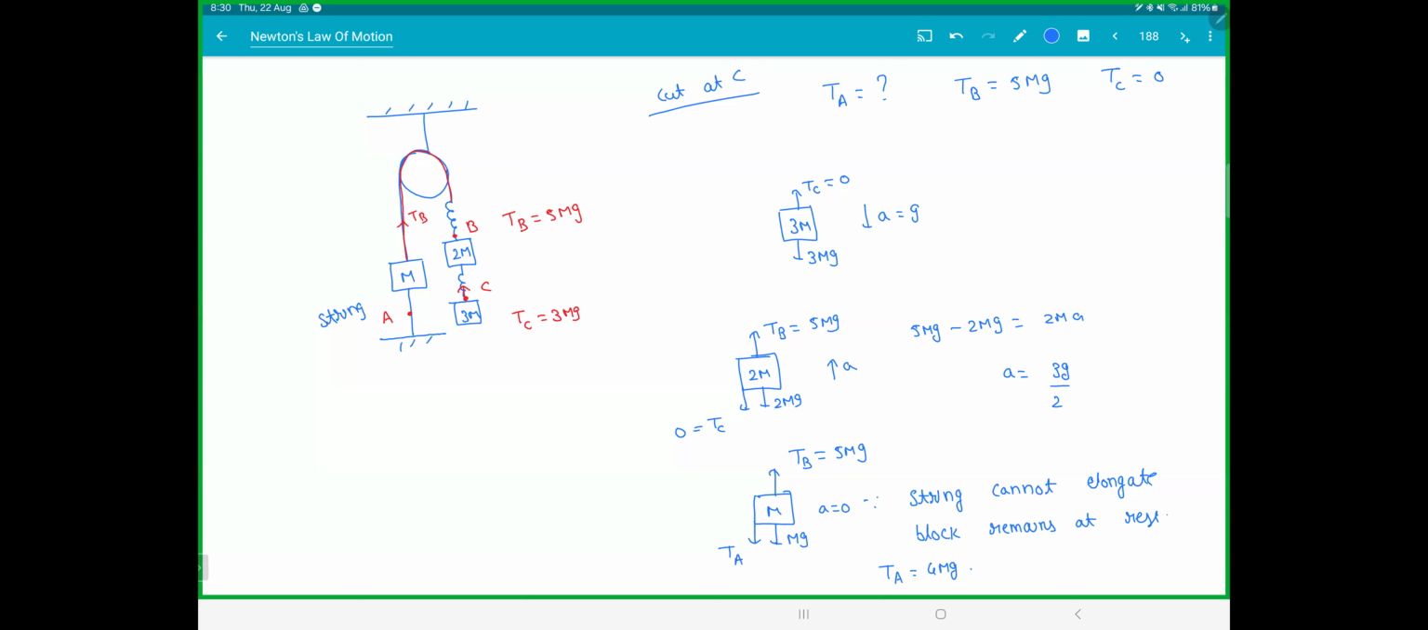So in this case, 3m will fall with g. This 2m will go with 3g by 2 and m will remain at rest. Is this clear, everyone? All clear with this? Any doubts on this? It's a pretty good one. You should definitely try this again on your own. This one case will cover literally everything that they can do with cutting of springs.